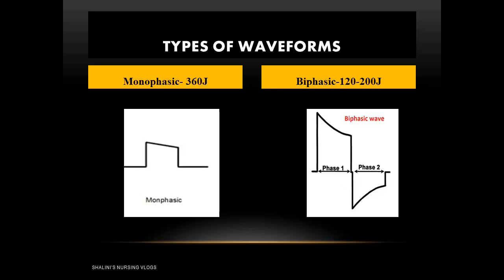Next up is the type of waveforms. So we have monophasic waveform and biphasic waveform. In monophasic waveform, the flow of current is unidirectional, while in biphasic it is bidirectional. Most of the traditional defibrillators were monophasic in nature, but these days most of them are biphasic, because the amount of energy needed is much less. Monophasic ones usually need up to 360 joules of energy, while the same effect can be given by a biphasic defibrillator which will use only 120-200 joules of energy.